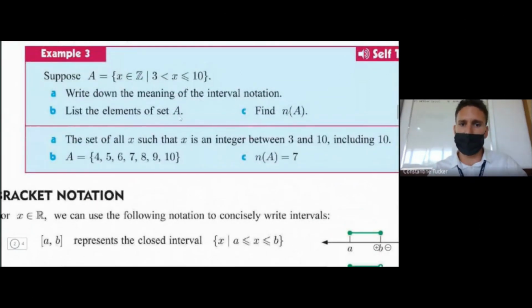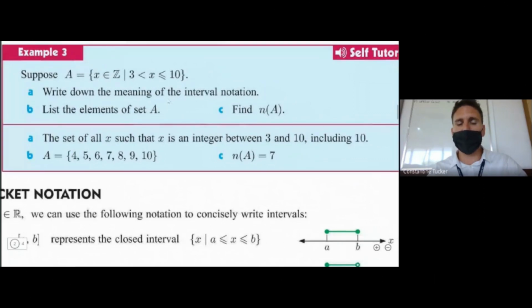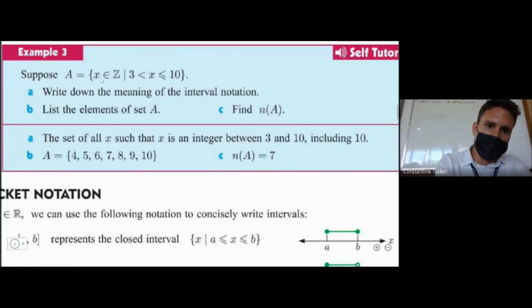And then list the elements of this set, find the number of elements in A. So what do we need to be able to do? Firstly, we need to be able to decode this kind of notation. So here, what does this mean?